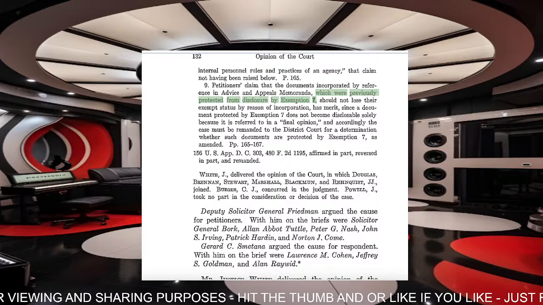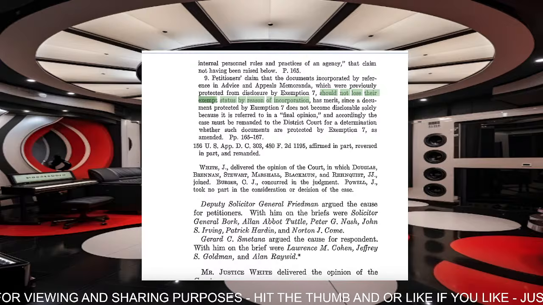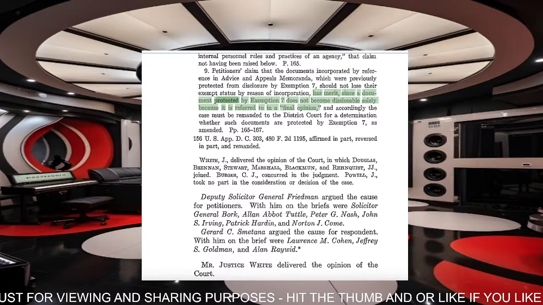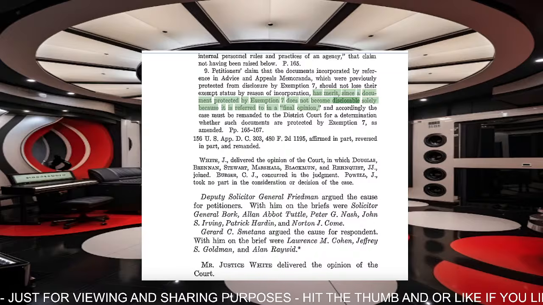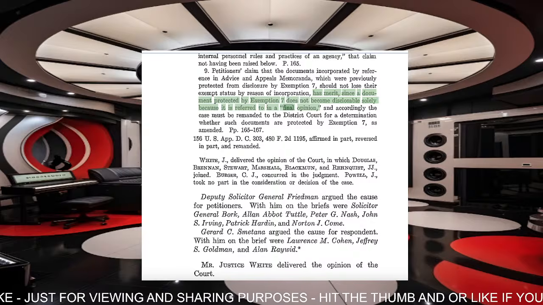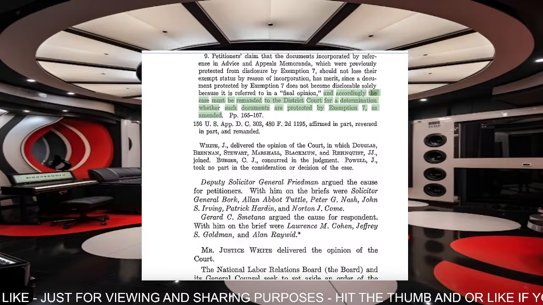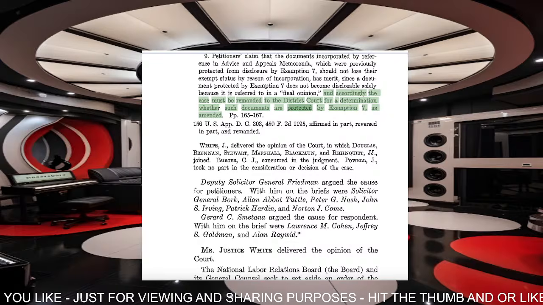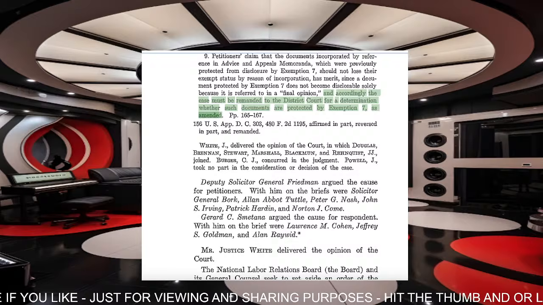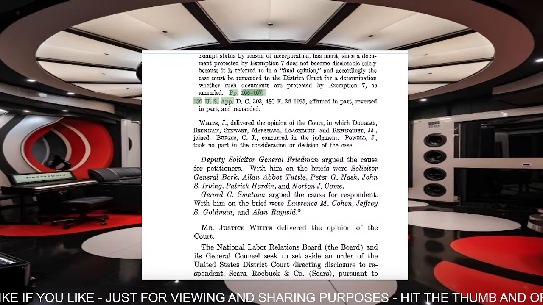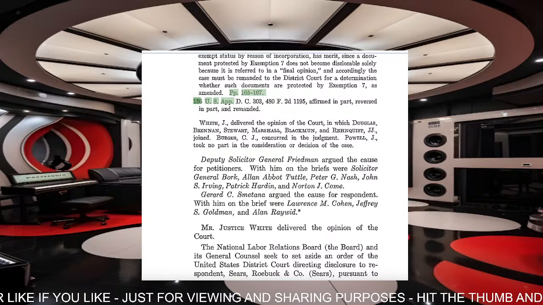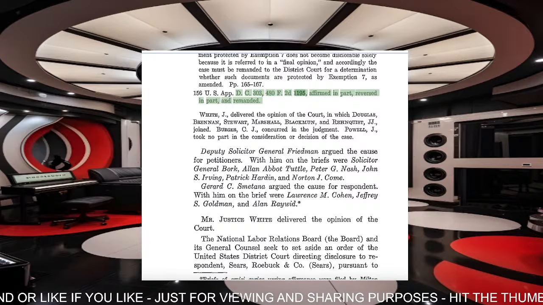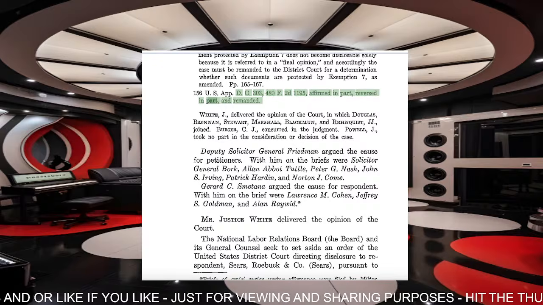9. Petitioners' claim that the documents incorporated by reference in advice and appeals memoranda, which were previously protected from disclosure by Exemption 7, should not lose their exempt status by reason of incorporation, has merit since a document protected by Exemption 7 does not become disclosable solely because it is referred to in a final opinion, and accordingly the case must be remanded to the district court for a determination whether such documents are protected by Exemption 7, as amended. pp. 165 to 167. 156 U.S. App. D.C. 303, 480 F.2d 1195, affirmed in part, reversed in part, and remanded.